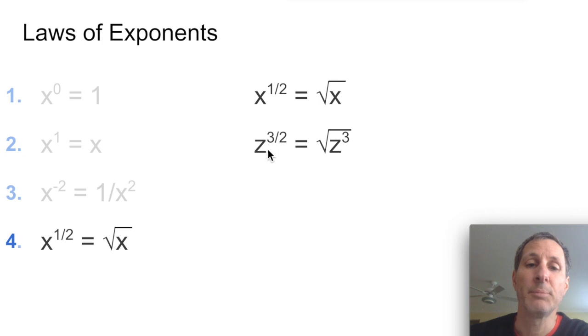In this case, we can substitute z to the power 3 for x. So z to the power 3 raised to the 1/2 power is the same as z to the power 3 square root.